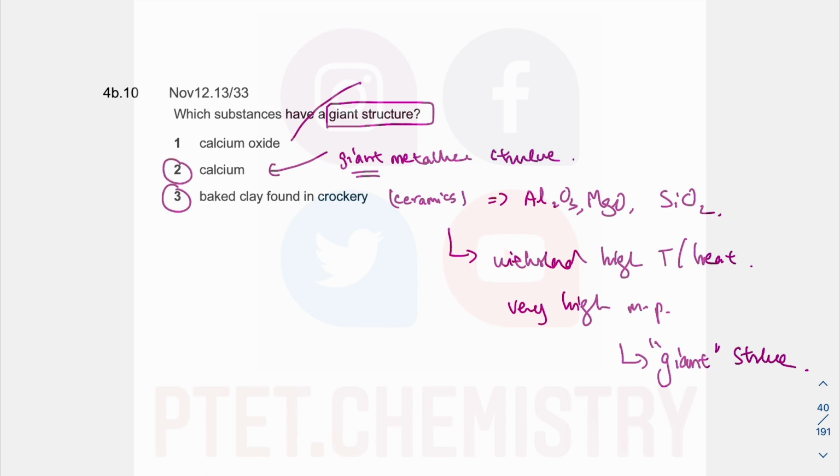Okay, calcium oxide, Ca2+ O2-, so you have a giant ionic lattice structure where you have strong ionic interaction, ionic bonds between the oppositely charged ions. That will give you very high melting and boiling point as well. So all 3 of these are giant structure. So the answer is A there.